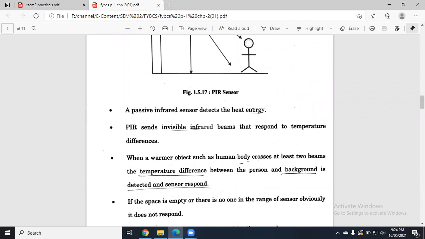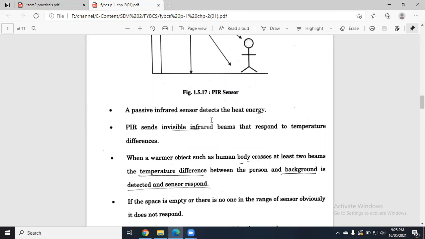If there is any warm object close to the sensor, it will sense that object. Okay, for example, human beings. Why are human beings sources of heat energy? Because we have warm blood inside our body, and that is why this sensor has the ability to sense the object nearby which has heat energy inside. Okay, the basic function of the PIR sensor is, we can say, that it detects the heat energy.